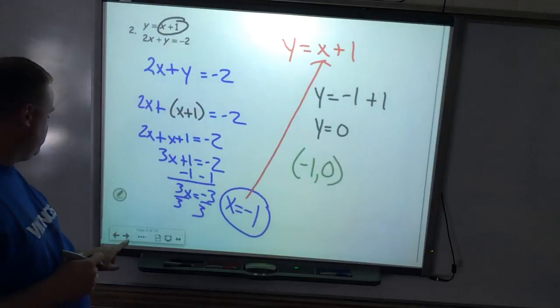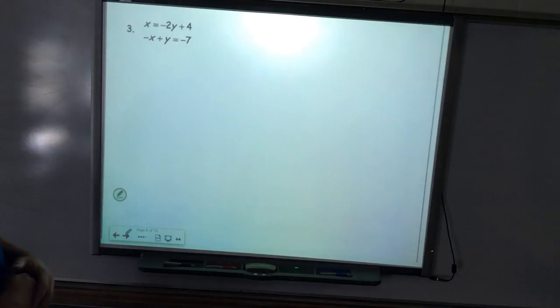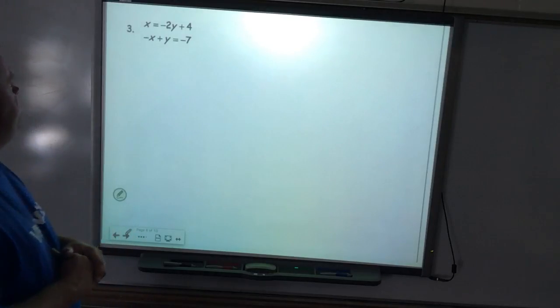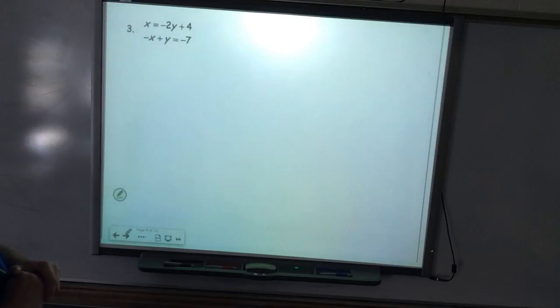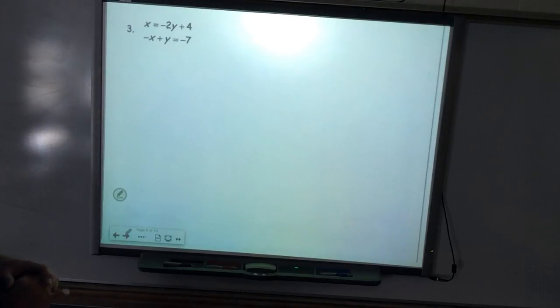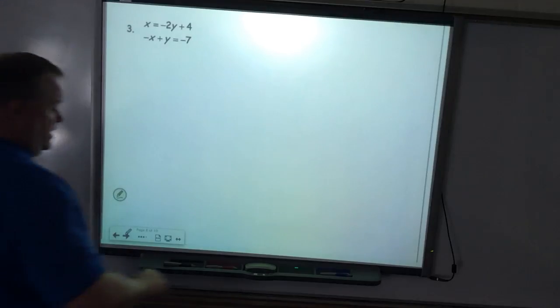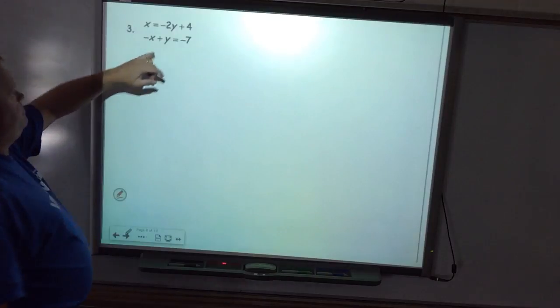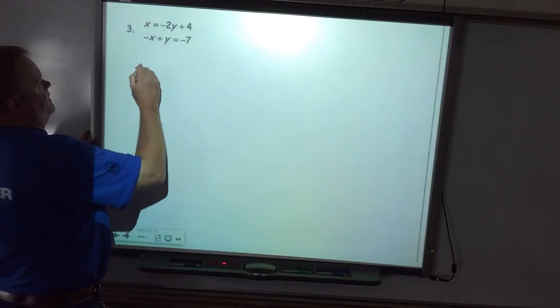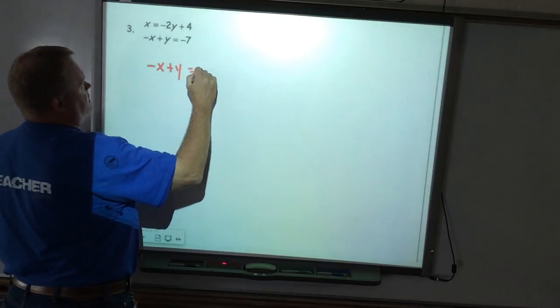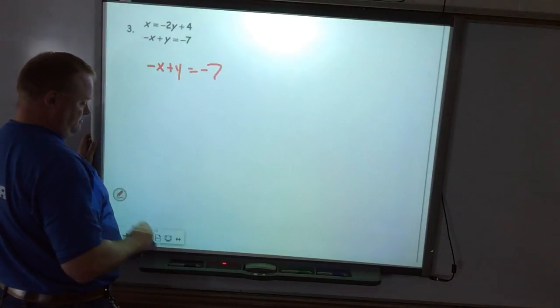All right, let's do number 3. x equals negative 2y plus 4 and negative x plus y equals negative 7. Well, once again, I notice I do have a variable by itself already, and that is the x. So I'm going to go ahead and have that one already out there, but I'm going to plug it into the other one. So I'm going to write negative x plus y equals negative 7.